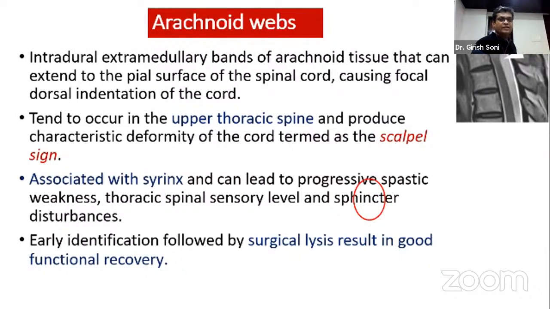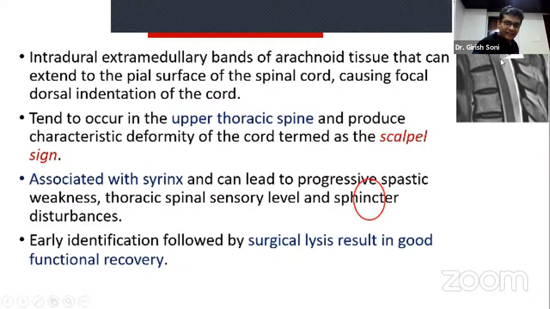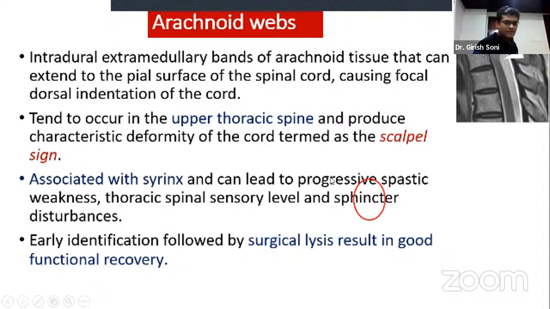They are associated with syrinxes either at the level of the lesion or most commonly just above the level of the lesion, and this patient can develop progressive pyramidal signs in both lower limbs with or without evidence of syrinx on the imaging. So early identification and release of this arachnoid web by surgical lysis is the best treatment. So this is one of the treatable causes of syringomyelia.